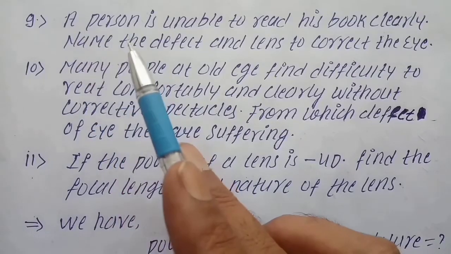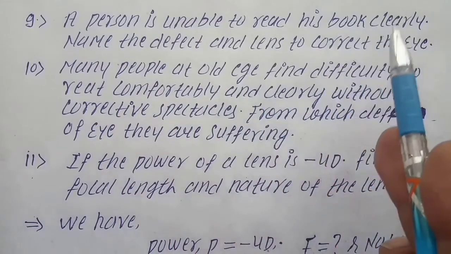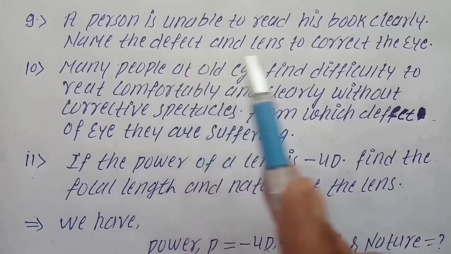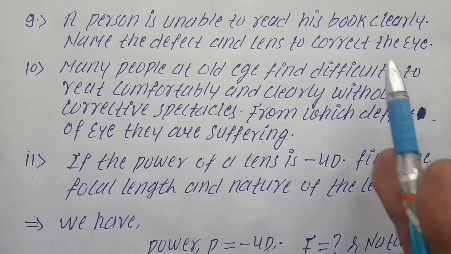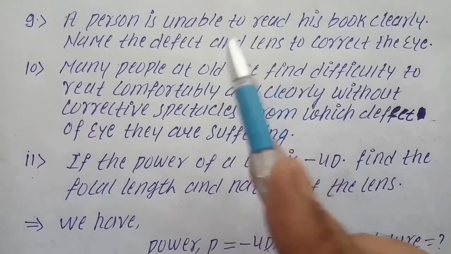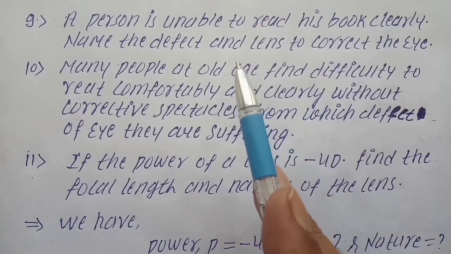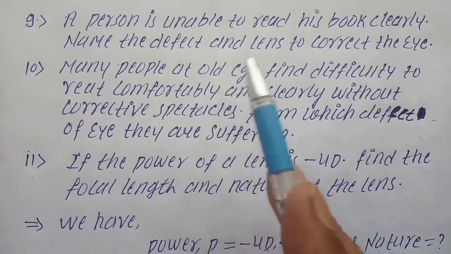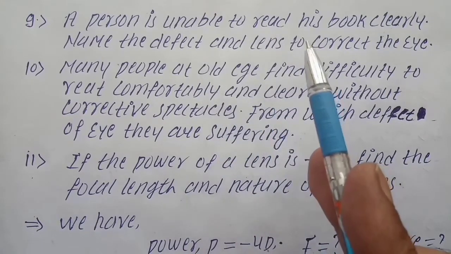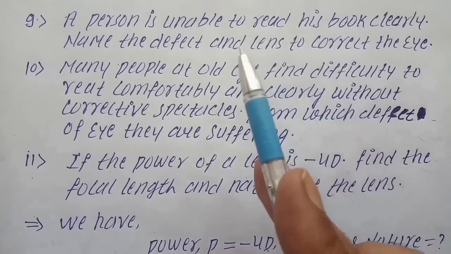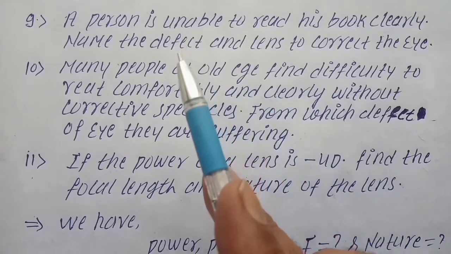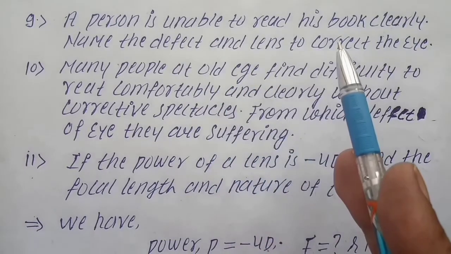Next is, a person is unable to read his book clearly. Name the defect and lens to correct the eye. Since the person cannot read his book clearly, means he cannot see short distance object, but in this case he can see long distance object, means long sightedness or hypermetropia, which can be corrected by using convex lens.